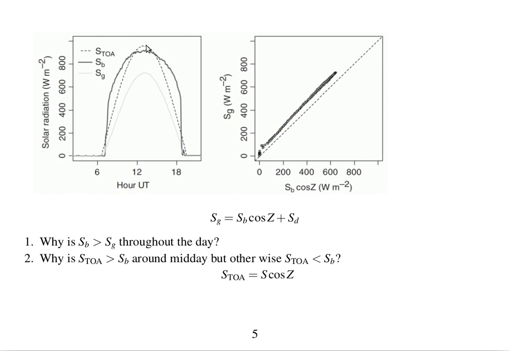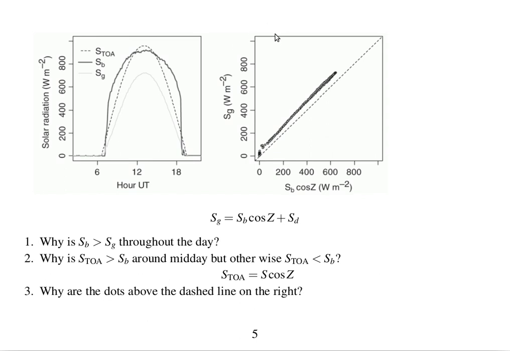So at midday, STOA is biggest because this cos Z is biggest, and at other times SB is bigger because it points directly at the sun, so it doesn't matter what direction the sun is coming from, it's still big. Whereas STOA is smaller when the sun isn't overhead.